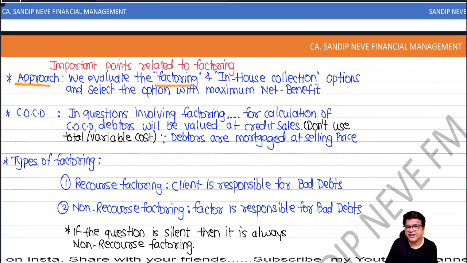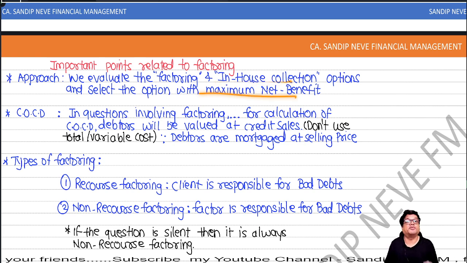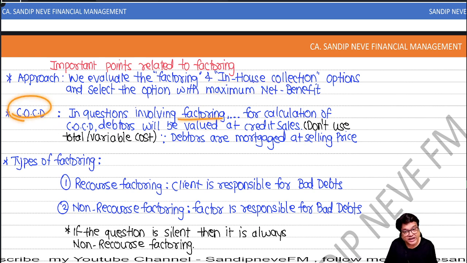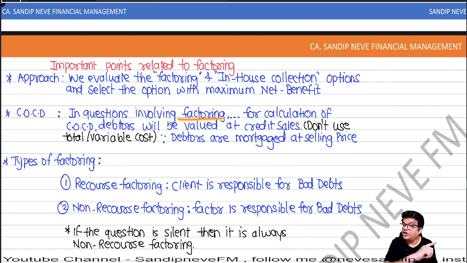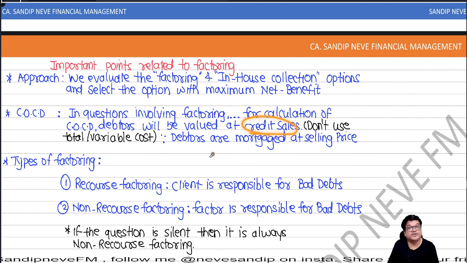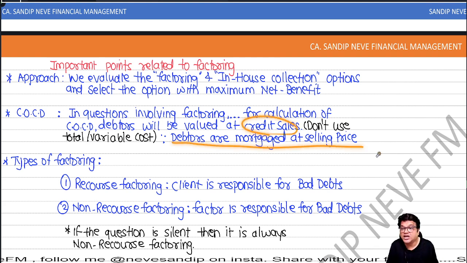Important points. We evaluate the factoring option and the in-house option, and select wherever the net benefit is maximum. COCD. If the question has factoring in it, then you remember what to do. We will not use total cost or variable cost. We'll directly go with credit sales. We had the logic that debtors are mortgaged at which price?